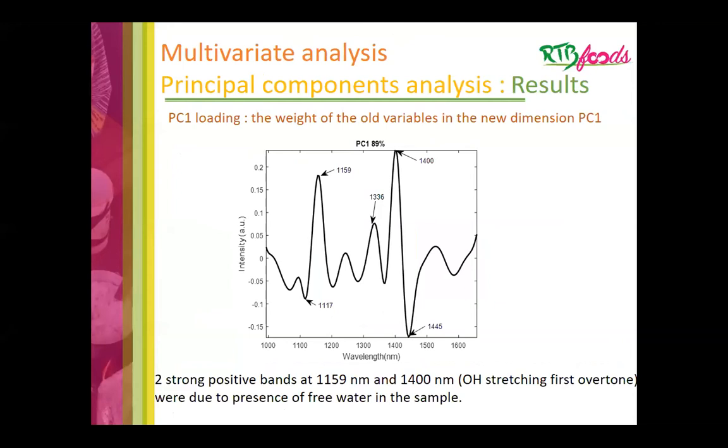Here in our study, we are interested only in the first loading of the first component, because it explains the maximum of the variability and contains the weight of all variables. Our variables are the wavelengths, from 900 to 1700 nanometers, in the new dimension PC1. This first component explains 89% of variability.